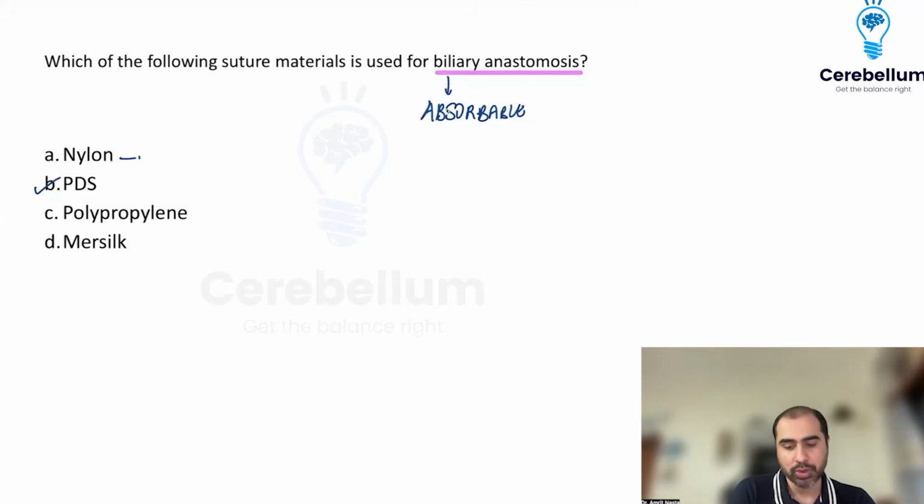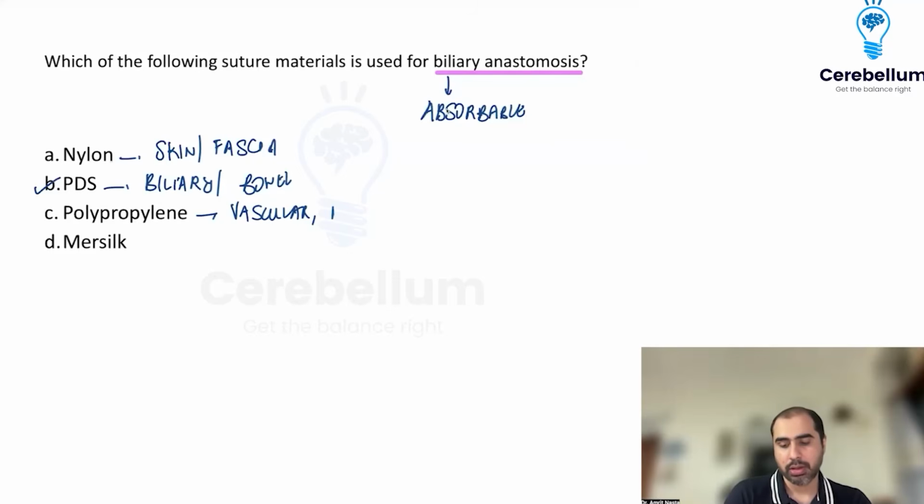So you will use absorbable on the biliary tract, absorbable on the bladder, urinary tract. Nylon is normally used for skin or fascia or sheath. PDS is used everywhere. Biliary, even bowel surgeries, you use PDS. Polypropylene, you know, for vascular surgeries, for mesh fixation.